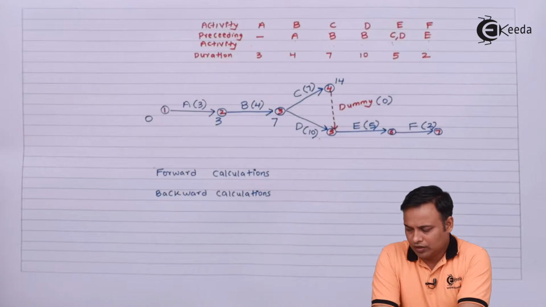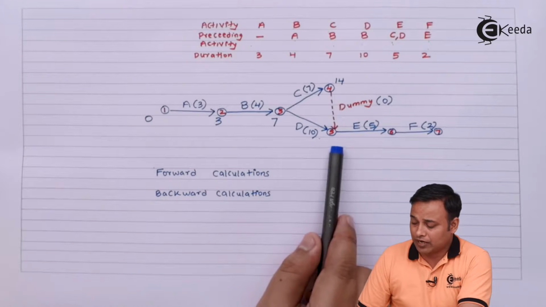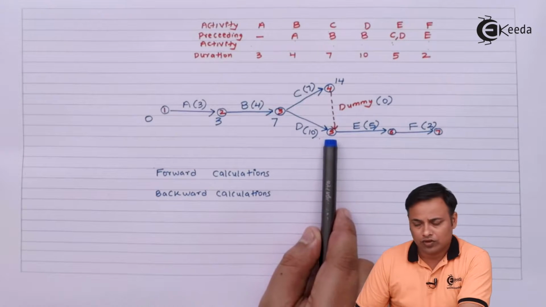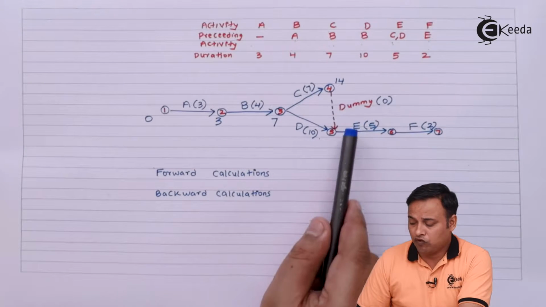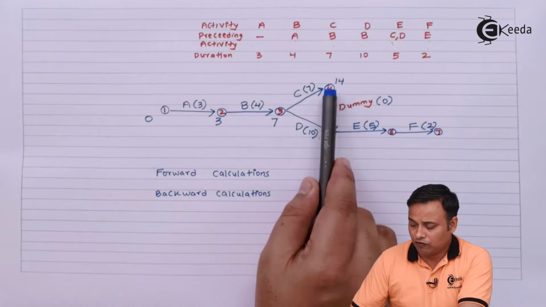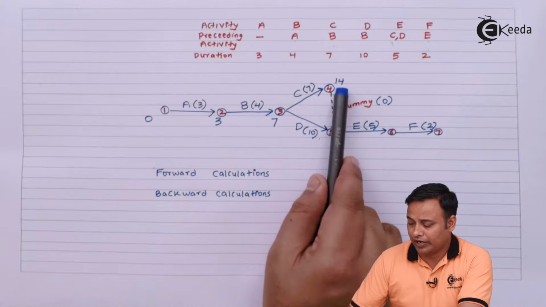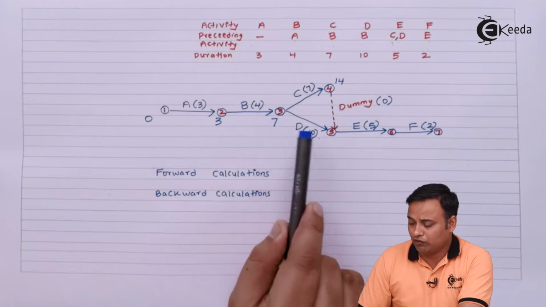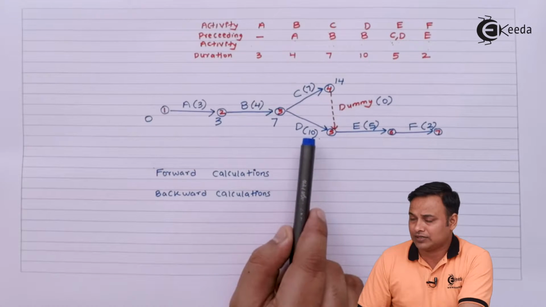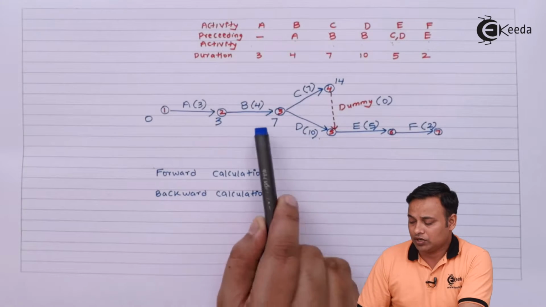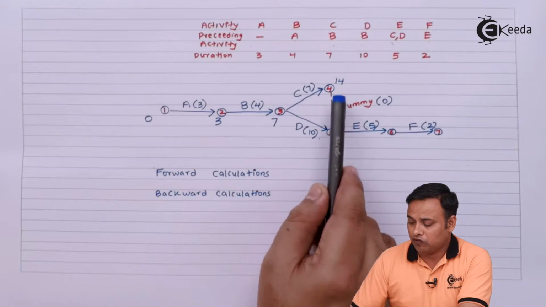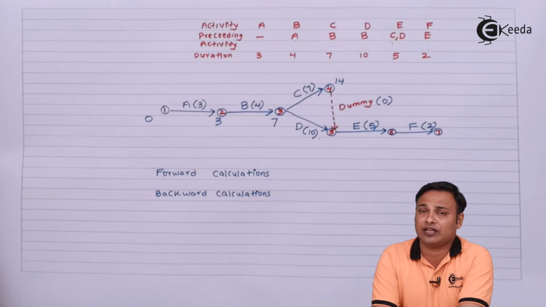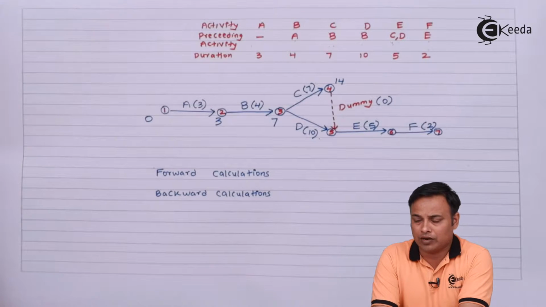Now if I want to come to 5, I can come from 3 to 5 or I can come from 4 to 5. If I come from 4 to 5, it will be 14 plus 0, 14. If I come from 3 to 5, it will be 7 plus 10, 17. You have to select whichever is higher at the merge event.